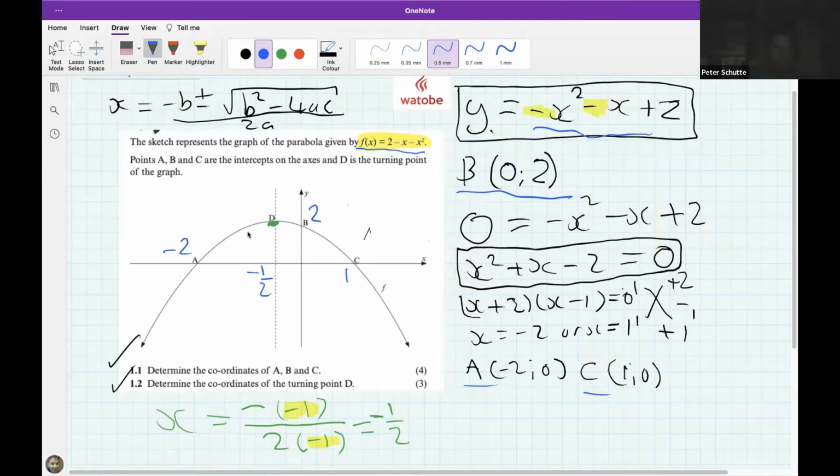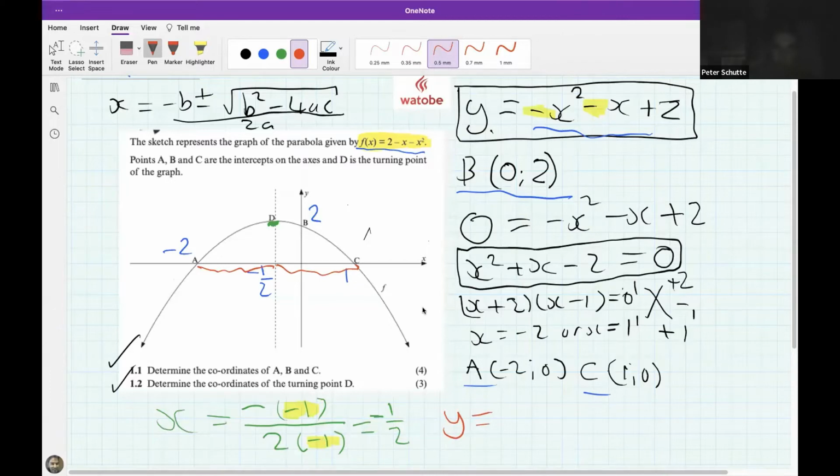Has anybody else got what Dawn got? So take -1/2, which is correct, and put it into that and see what you get as your turning point. But I know Dawn is correct because in order to get here, it's 1.5 units to get there and 1.5 units to get there. So it's halfway between the two roots. But I want to see, does anybody else get 1.25 as their Y value? Well done to Dawn and everyone.